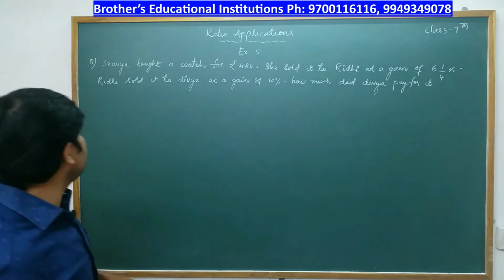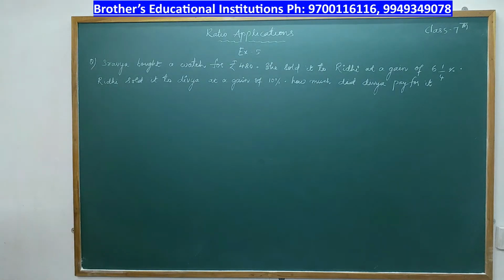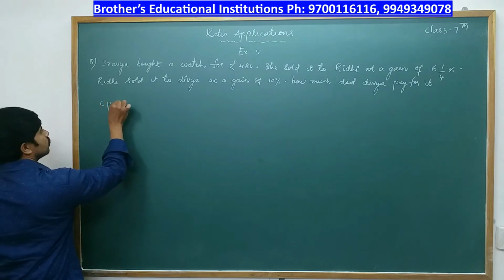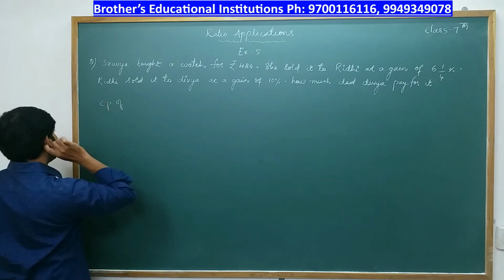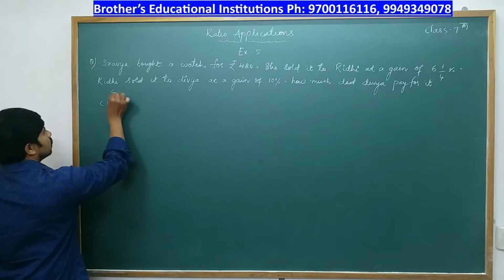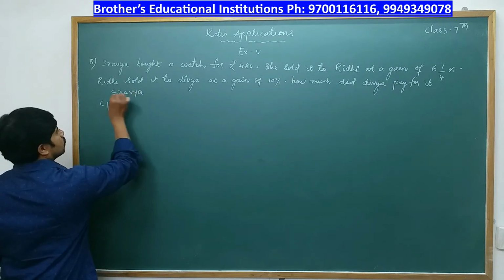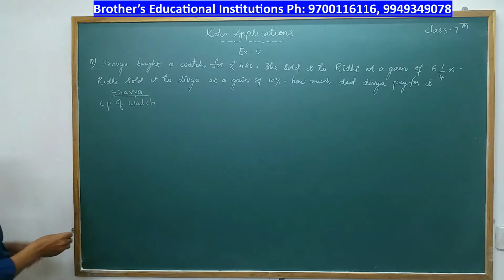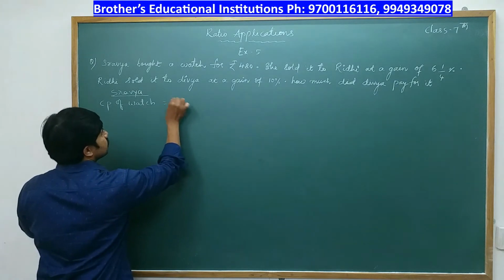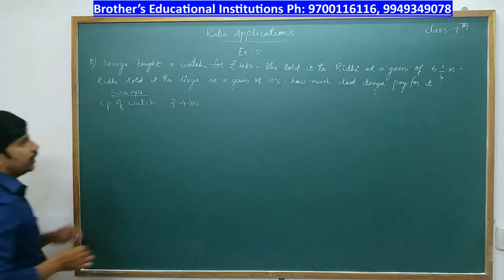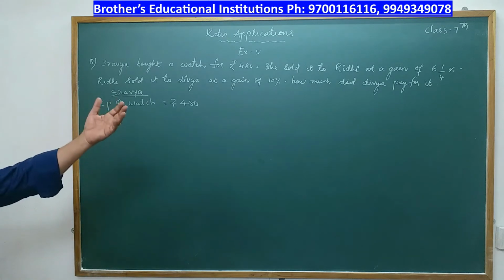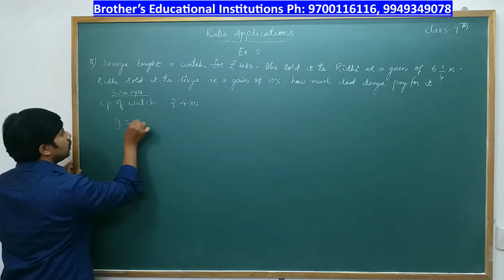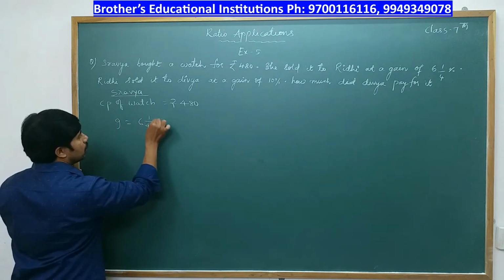Okay. So first, we start from Shravya. Shravya bought a watch for rupees 480, so we write the cost price of the watch bought by Shravya: rupees 480. Now she sold it to some other person, Riddhi, at a gain of 6 1/4%. So gain is equal to 6 1/4%.